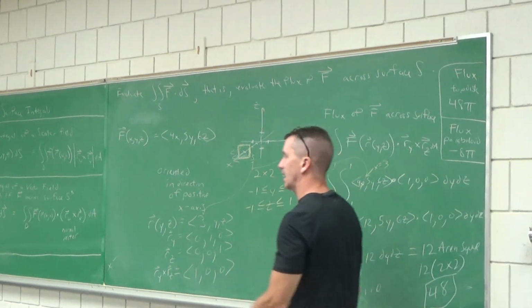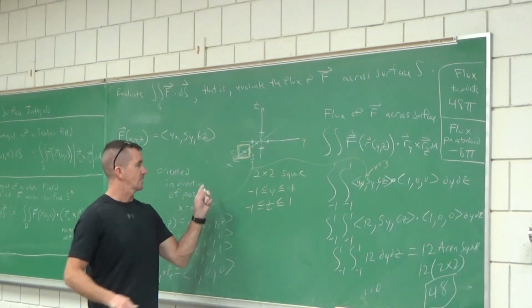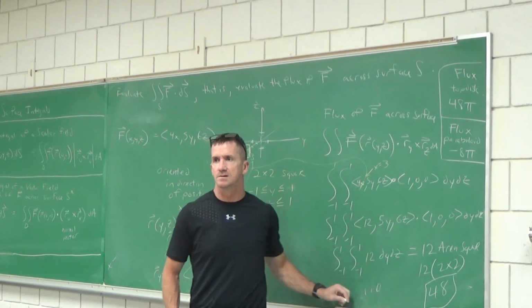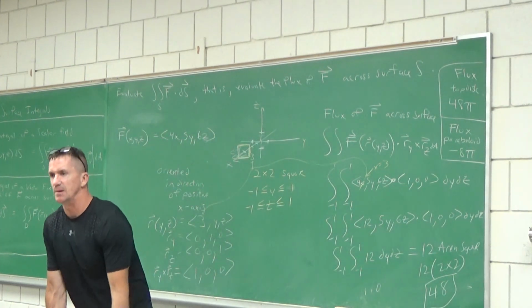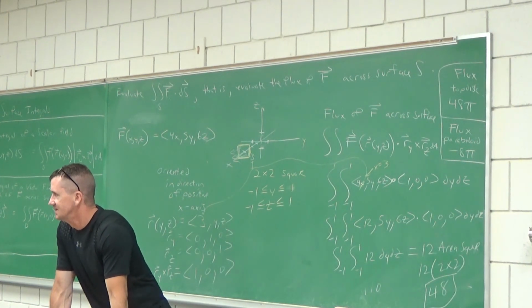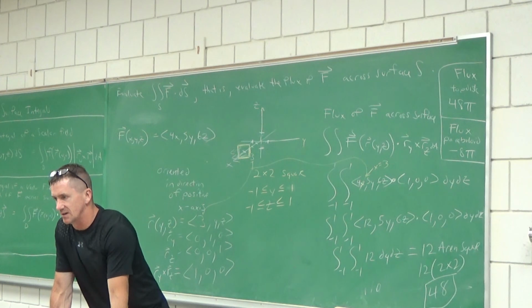Cool. And again, what if it was oriented the other way towards the negative x-axis? This would have become negative 48 because we would have made this a negative 1. Hey, thanks. I just want to make sure you were comfortable. Not everything gets projected onto the xy plane, right? Sometimes you got to project it one way or the other.